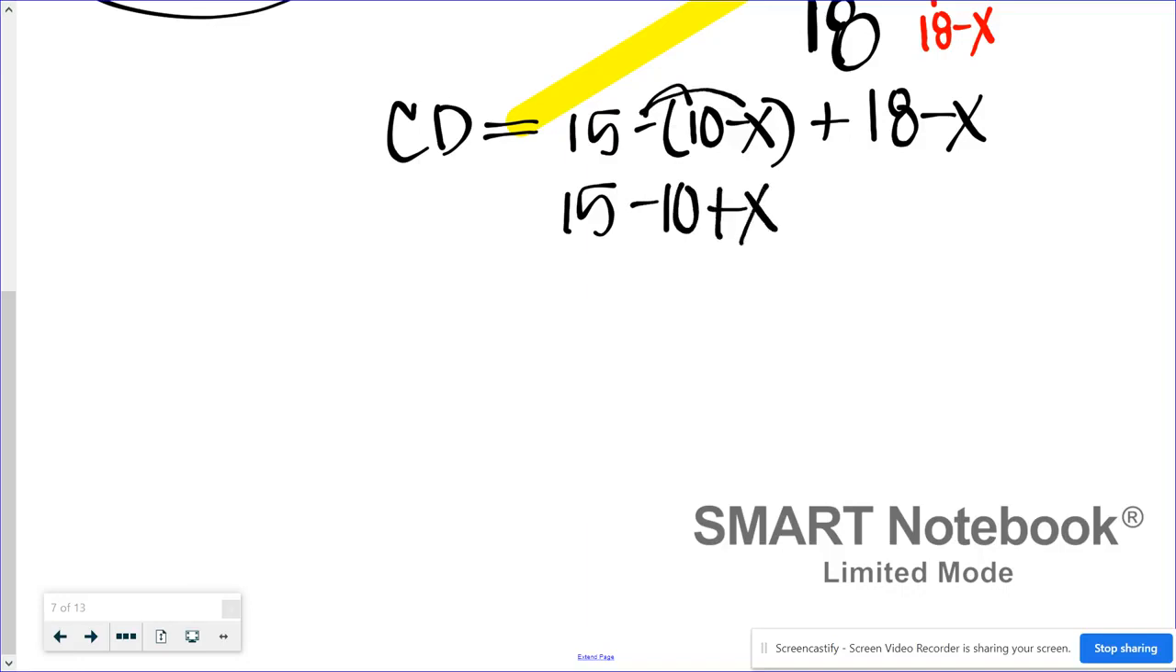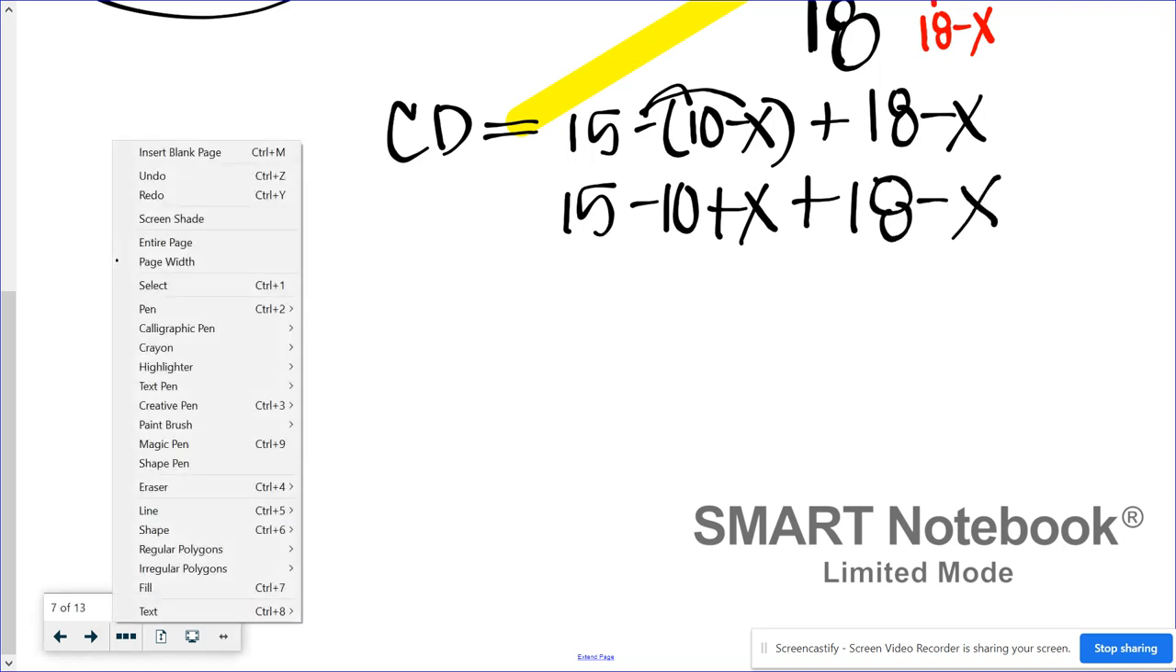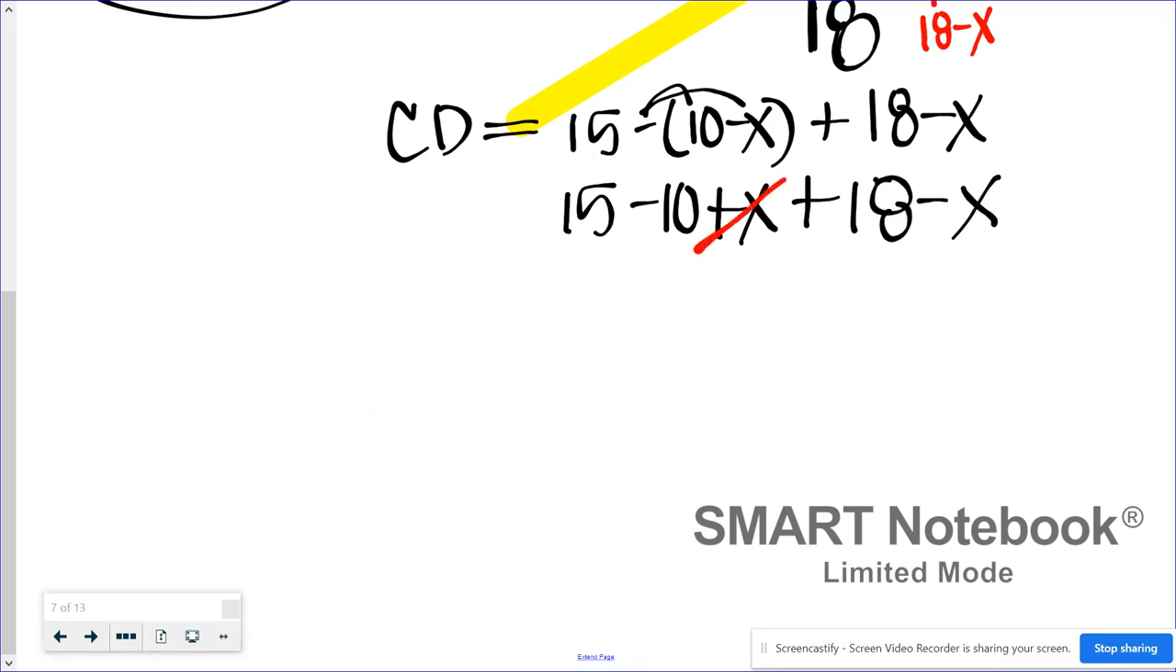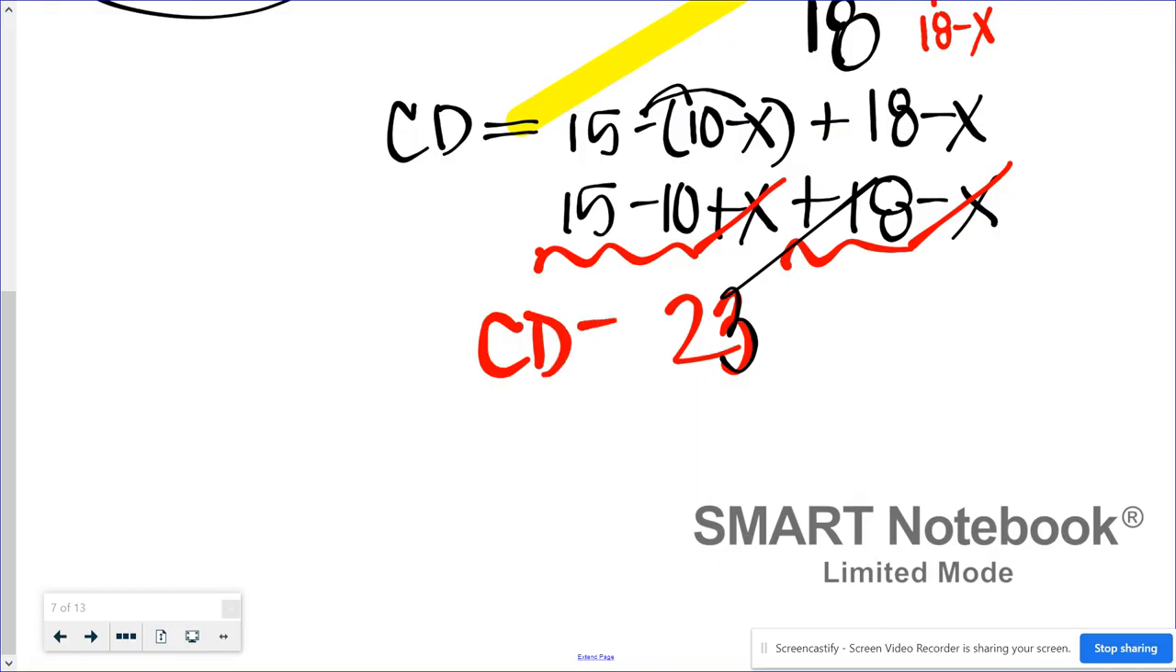So I'm going to minus the 10, and I'm also going to minus the minus x, so that will become plus x. Notice what's going to happen to the x's in this problem: you've got a positive x and a negative x, so those two x's are going to cancel each other out. I've got 15 minus 10, which is 5, plus 18, so I'm looking at 23, and that's the length of CD.